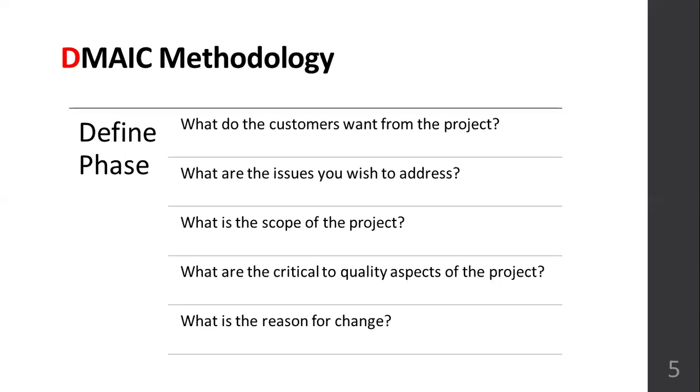Scope of the project, that is opportunities. Critical to quality aspects. Okay, every institution has its critical to quality. Any drawback in critical to quality areas, your quality will go down. For example, in a hospital, outbreak management is critical to quality. If there is an outbreak within the hospital, the entire hospital's quality will go down. Okay, and what is the reason for change? You also have to mention why you want to change certain things.